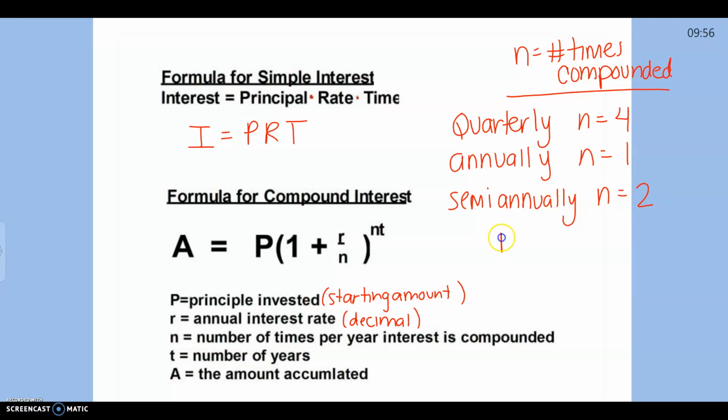What about monthly? You could have monthly. How many months are in a year? Think about that. N is going to be 12. You could have daily, and that would be N equals 365 because you've got 365 days in a year. So depending upon how we say it's compounded, that's going to determine what your N is going to be. Okay, so now let's use these formulas.